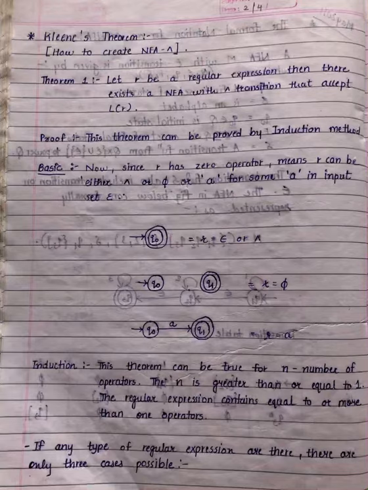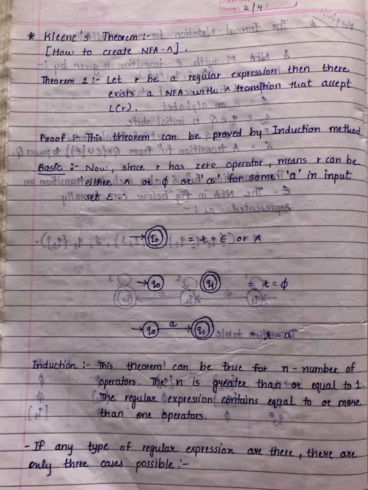the induction method. The basic step is, since R has zero operators, R can be either null or phi or a for some a in the input set sigma. Here you can see that the transition is done from Q0 to Q1 and a is the input symbol. The other case is R equal to phi, because there is no transition and only one state. R equal to null. Now in induction, this theorem is true for n number of operators.